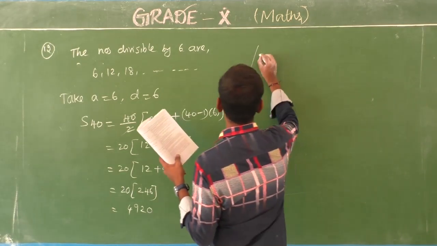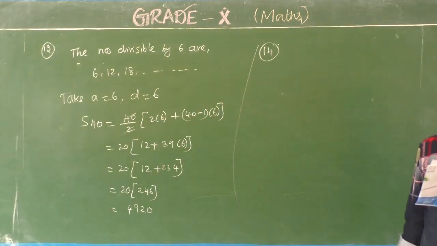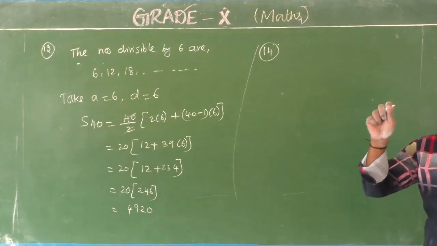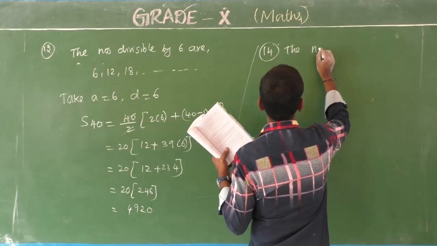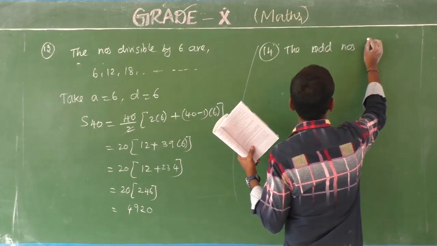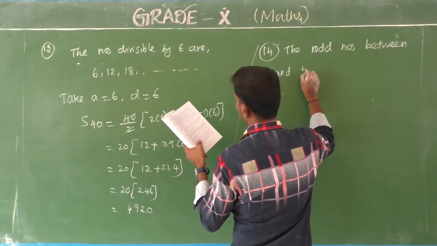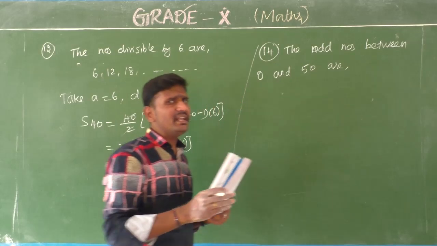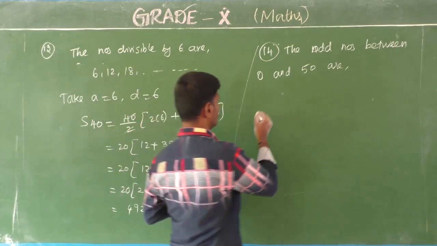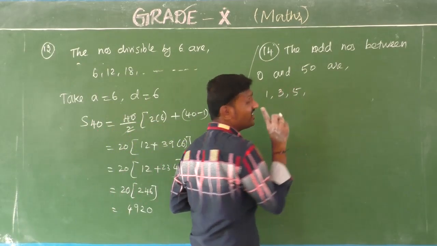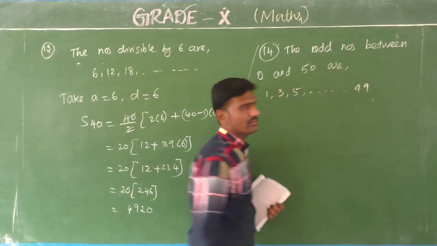Now coming to the last question, number 14. Okay, students. So the question number 14. Find the sum of first odd numbers between 0 to 50. So first I am going to write the odd numbers between 0 and 50. So do you know between, we have to leave the first and last term. Now what are these? 1, 3, 5. Odd numbers only we are going to select, student. Have you got it? Okay. 5, up to 49.